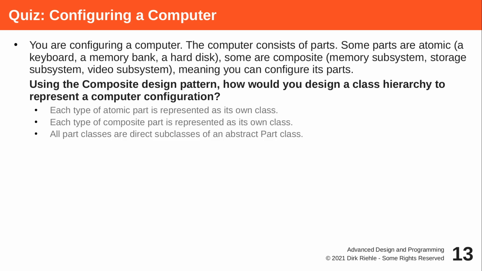So, using the composite design pattern, how would you design a class hierarchy to represent this computer configuration? Which of these makes sense? Each type of atomic part is represented as its own class. Each type of composite part is represented as its own class. All part classes are direct subclasses of an abstract part class. What do you think? Think about it for a second while I wait. All right, I hope you pressed stop and thought a bit so that I can go on.